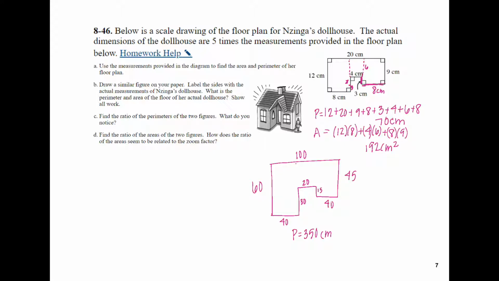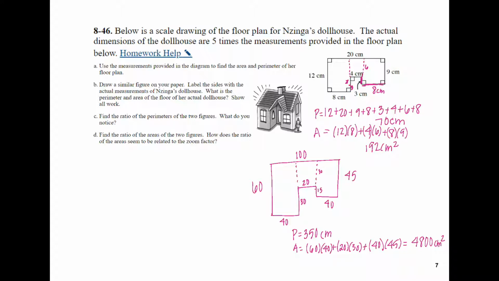For the area, when we now multiply these pieces together, 60 times 40 plus our rectangle in the middle, which is 20 times 30 plus 40 times 45 would give us an area of 4,800 centimeters square. Find the ratio of the perimeters of the two figures.